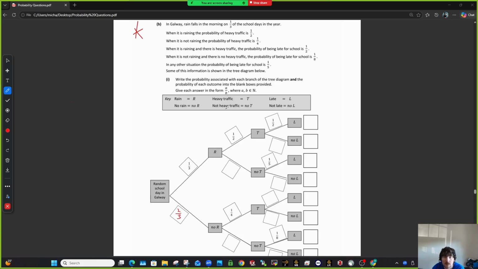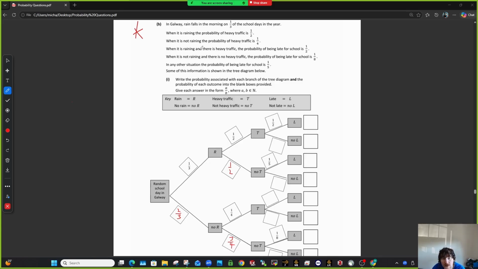Right. When it is raining, the probability of heavy traffic, T for heavy traffic, is a half. So that means there's also a half here for no heavy traffic, okay? And then when it is not raining, the probability of heavy traffic is 1/4. So this is the not raining, heavy traffic quarter. So then it's 3/4 here. Let me try and make that a bit bigger. I know it's a bit small, but there's a lot going on here.